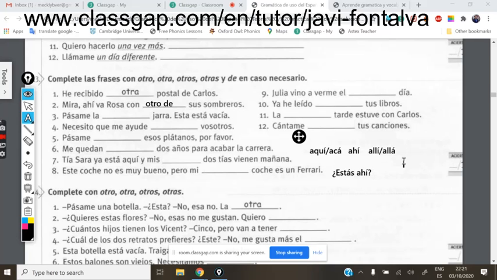Estás ahí? Because allí or allá is neither your place nor mine. So ahí is your listener's place. If you mean some other place, allí, allá. It could also mean something like an intermediate distance. So remember in Spanish we have three distances: the place that is near me, the place that is near you, and the place that is far from both of us.